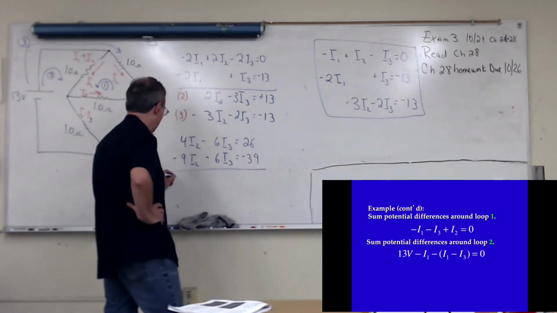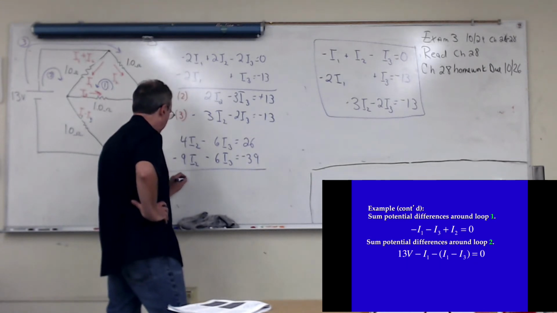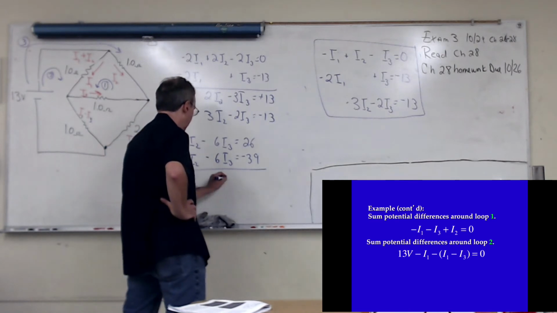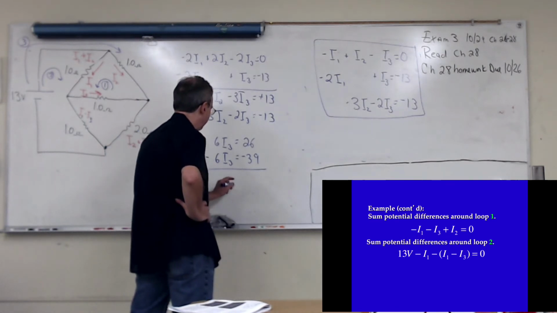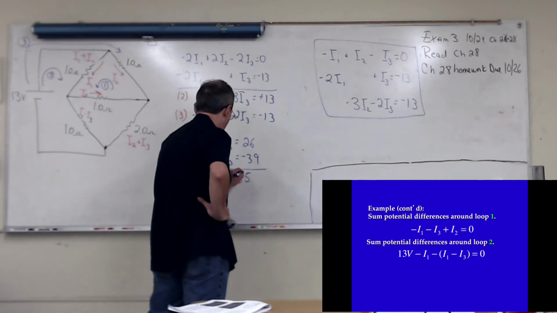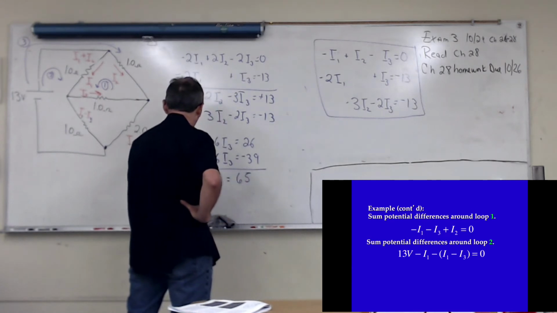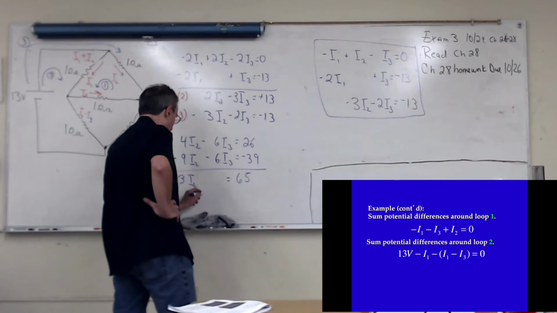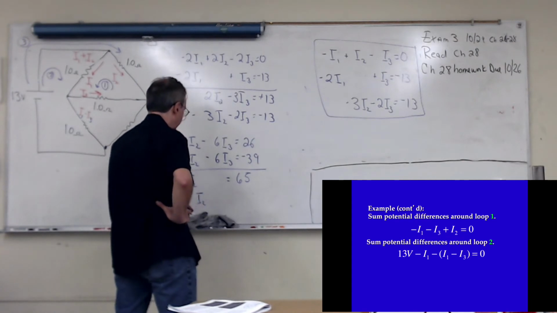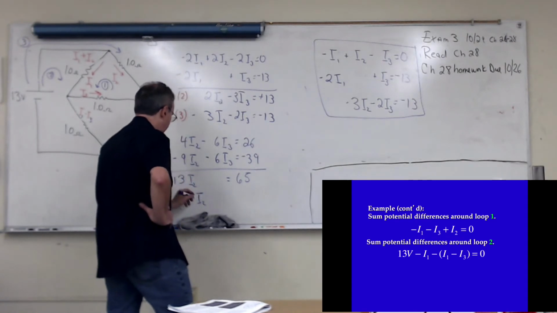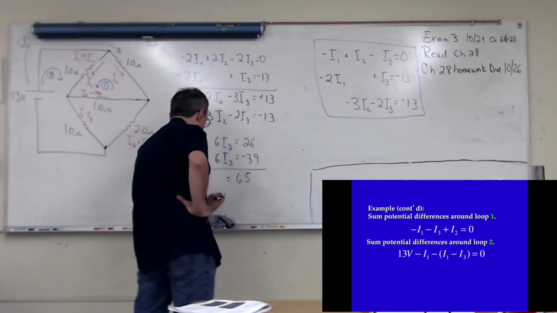So this is 13 I2 equals 65, right? No, yeah, 65. So negative 13, right? Oh, no, because it's minus. Because it's minus. So I2 is 5 amps.